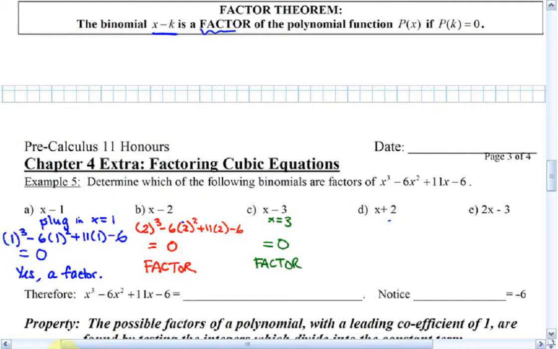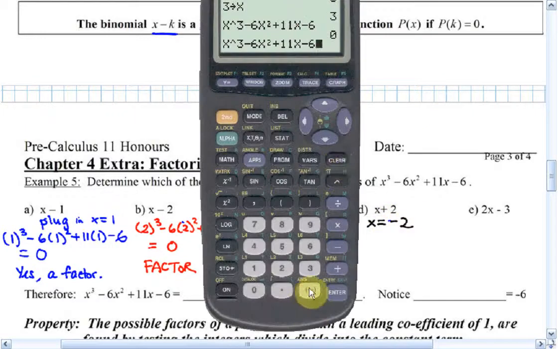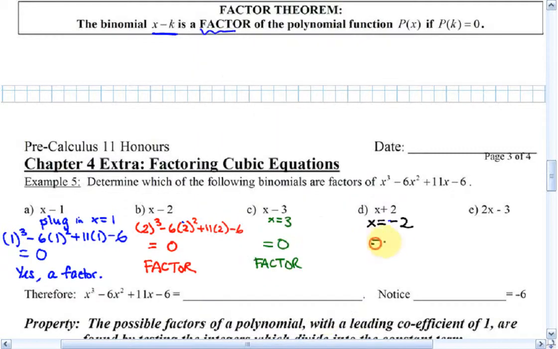Okay, let's keep going. For part D, what number do I plug in for x? -2. Good. And then once again, I'll do -2, and I'll store that as x. Then I'll do the recall, not just once, but twice. So the second previous entry, and you get -60. So obviously the result is -60, therefore it's not a factor. Good.